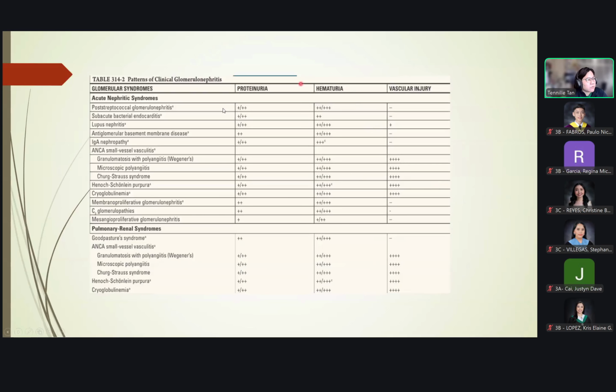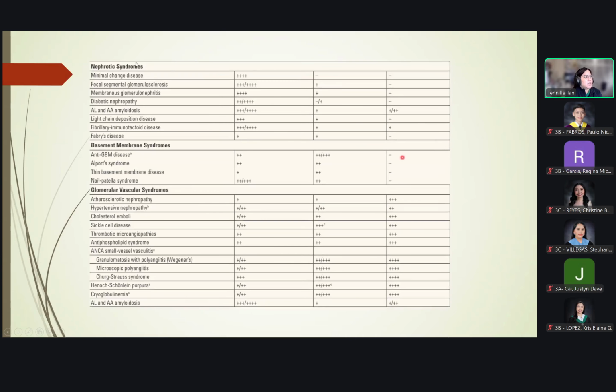I'm not really going to go over this, but these are the different syndromes in tabular form from your Harrison's. You'll see that we have different acute nephritic syndromes. More or less, they'll present with hematuria, not so much proteinuria. Some of them will or will not have vascular injury depending on the type of nephritic syndrome. You have your pulmonary-renal syndromes. And then we have our nephrotic syndromes here. Again, you'll see mostly proteinuria, not much hematuria or vascular injury. You have your basement membrane syndromes and then your glomerulovascular syndromes.